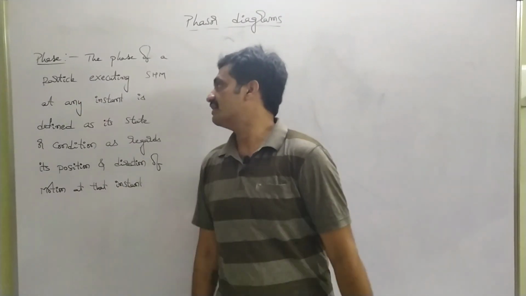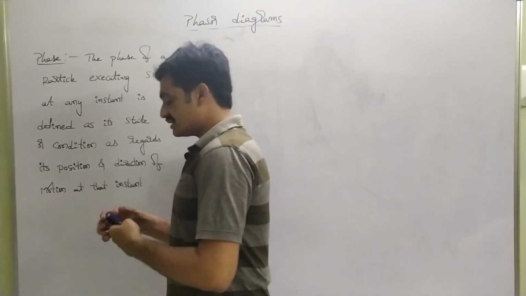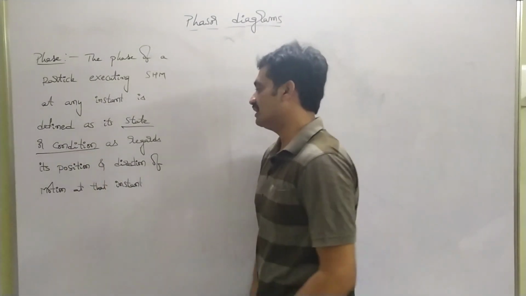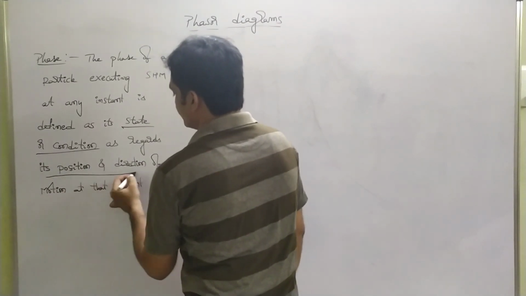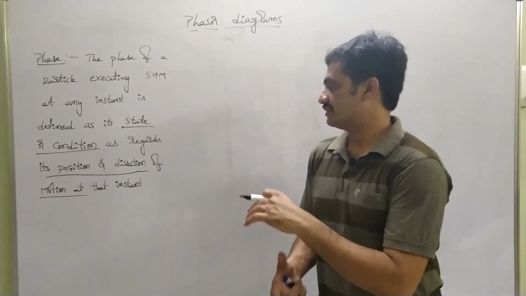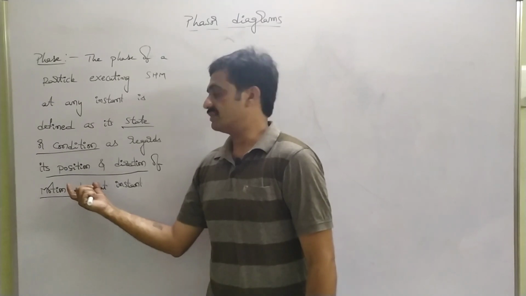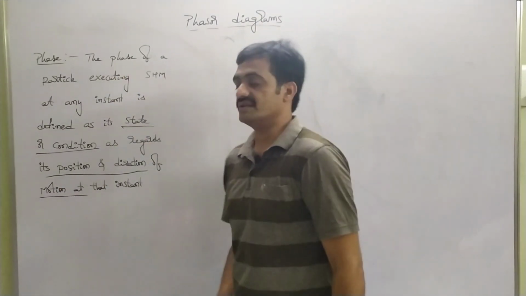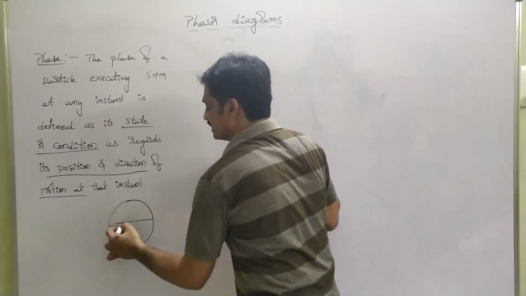Let's start this topic. Phase. What is meant by phase? Phase is nothing but the state or condition of a particle when it is rotating or moving in a path. If a particle is rotating in a path, based on its position and direction, here we can represent the phase. Let us consider that a particle is moving in a circular path.